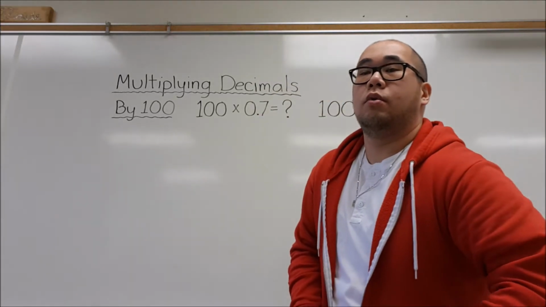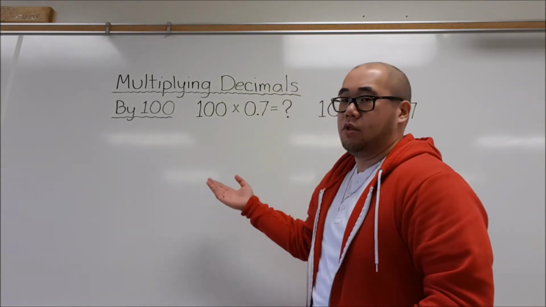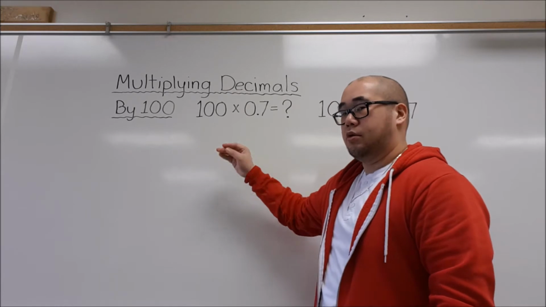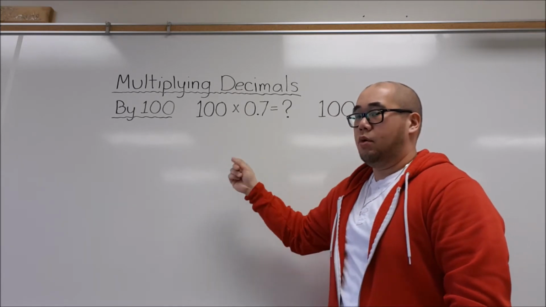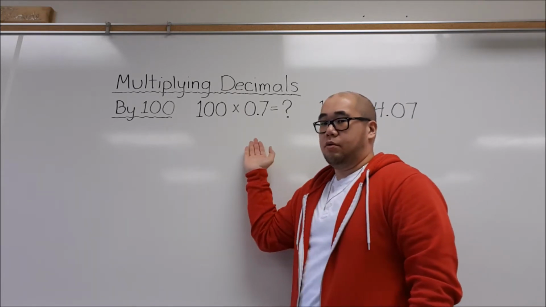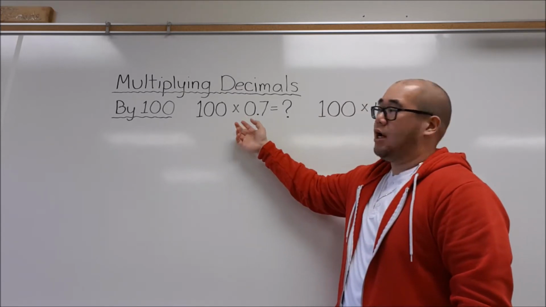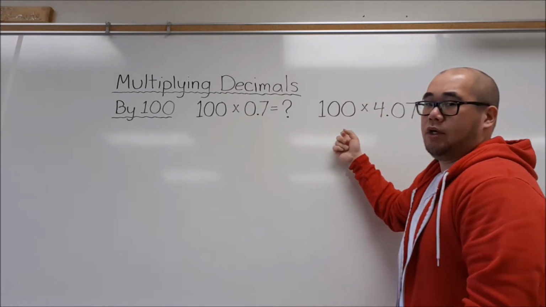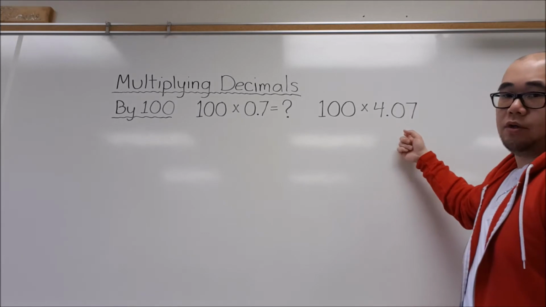Now I'm going to show you how to multiply decimals by 100. It is very similar to multiplying by 10, but there's one small difference. So I have two examples right here on the board. 100 times 0.7 and 100 times 4.07.